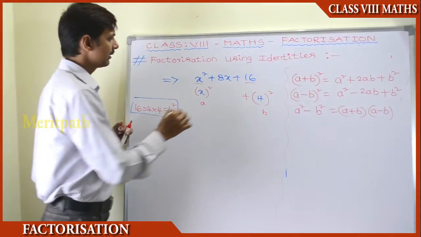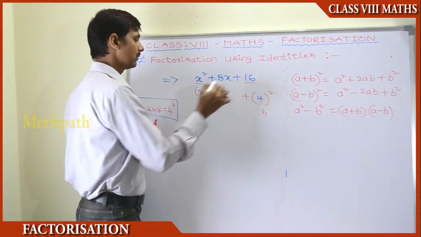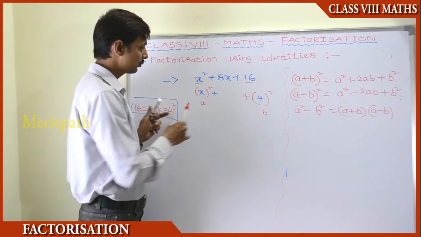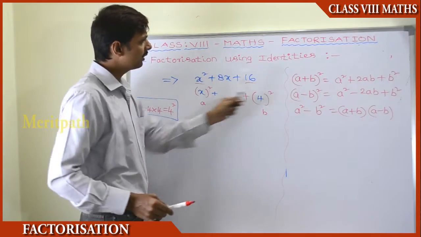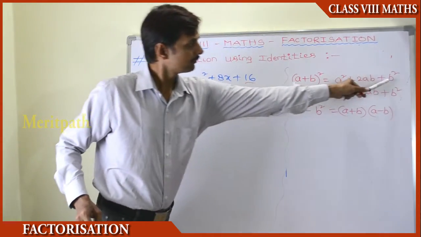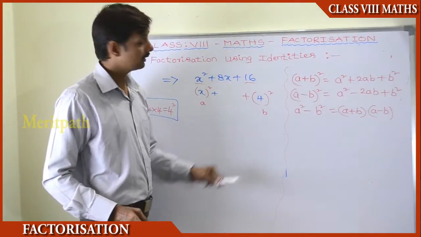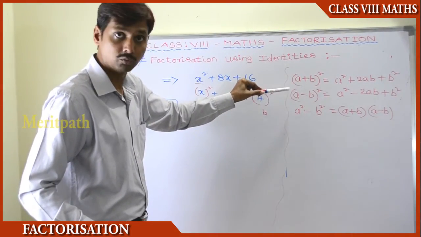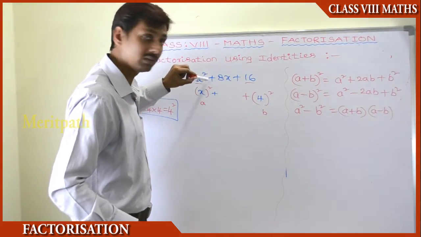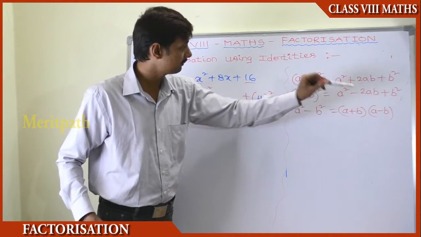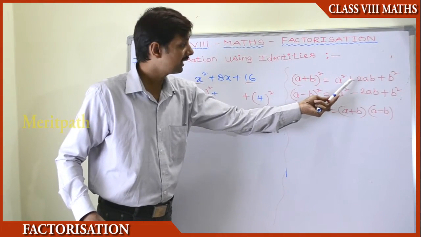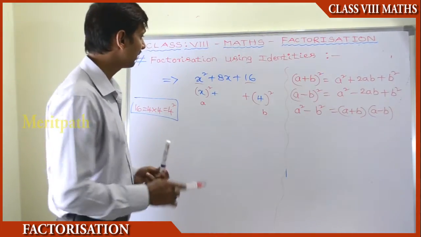So let's see here. After this, a square plus b square, but there is a formula, a square plus b square, then we can use any one of these two formulae, but there is a plus symbol, so we cannot use this because there is a minus symbol here. We can use only the plus symbol, that is plus 2ab.